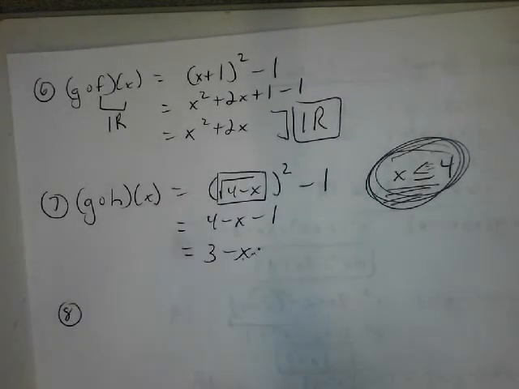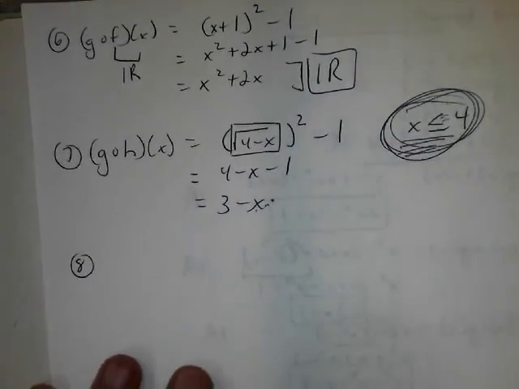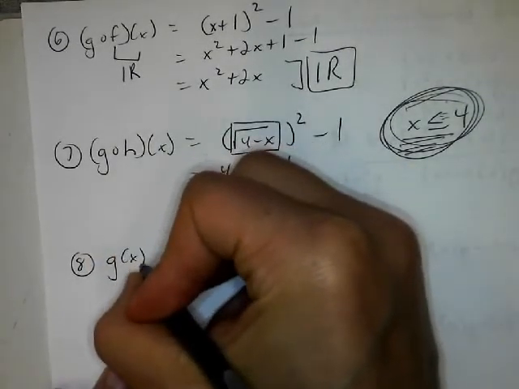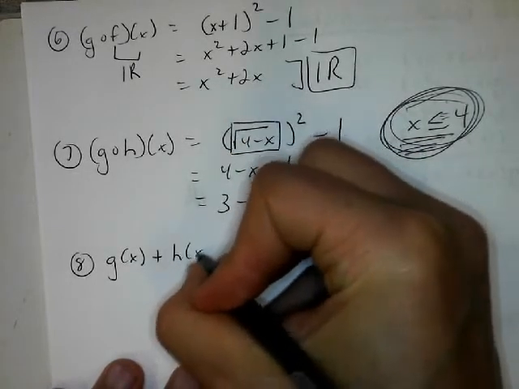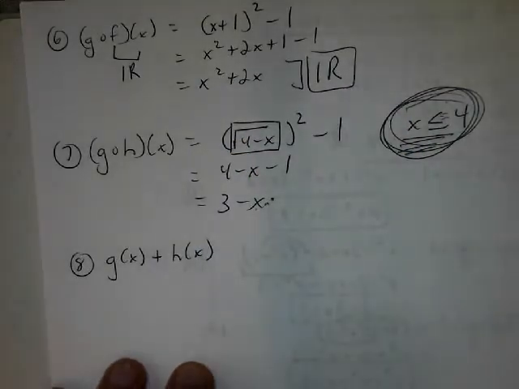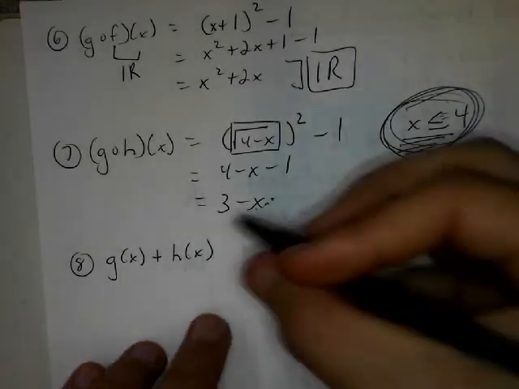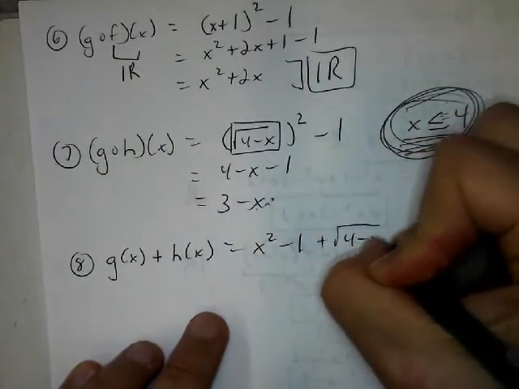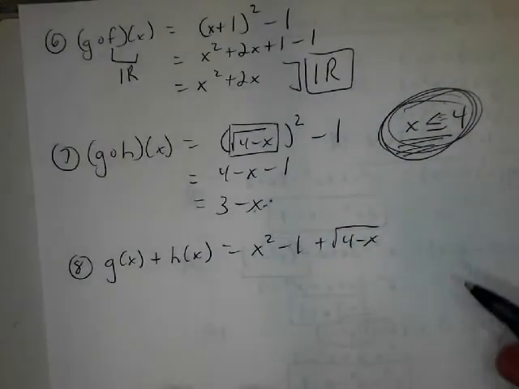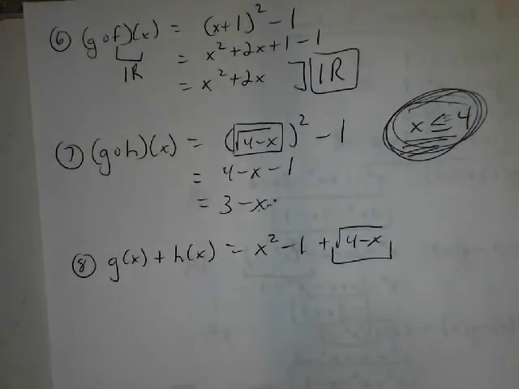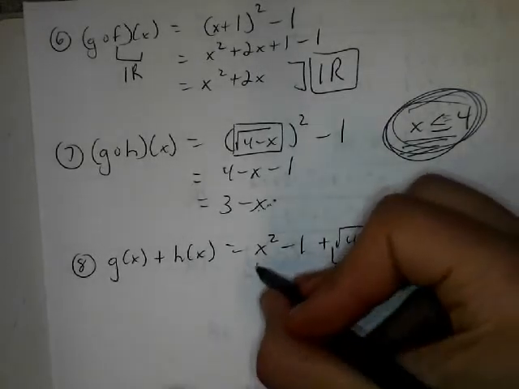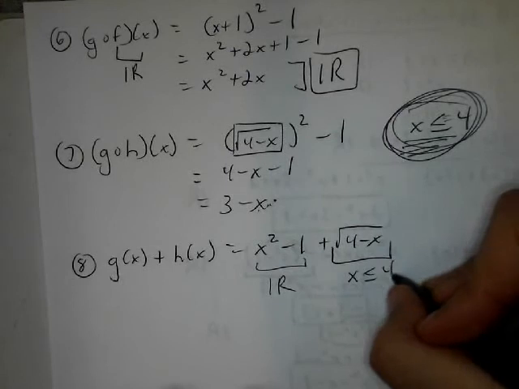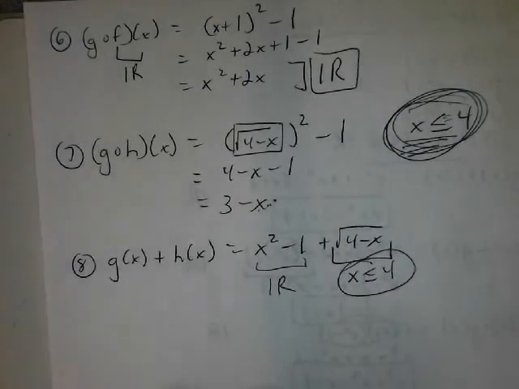And one final problem, just to kind of make a point. Let's add g of x plus h of x, just to clarify the domain. If we do this, there's really not much to do. We get this. So you can see that the domain is simply the domain of h, because that is the lesser of them. This one has a domain of all reals, this one has a domain of x must be less than or equal to 4, therefore that is the domain of the whole thing.